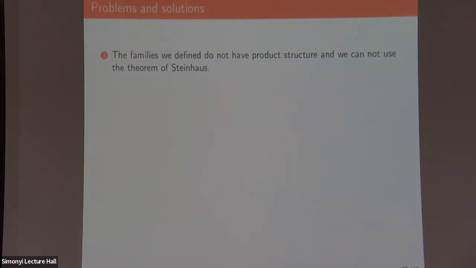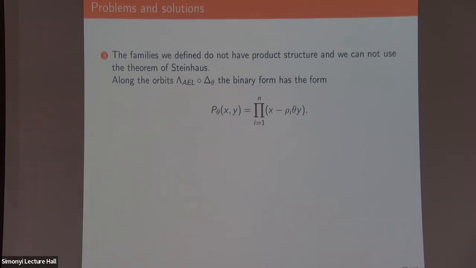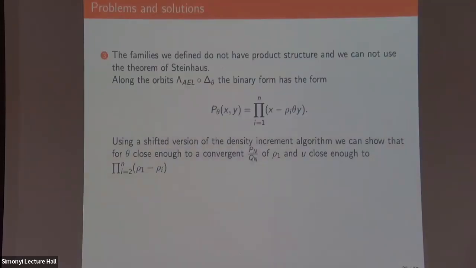And so the trick is to introduce a certain fattening of the diagonal flow, as follows. Along these orbits, the flow, the binary form has this form. So essentially you just introduce a theta there. What you have to do is a very convoluted shifted version of the density increment that I just described. You have to introduce a variable tau3 and tau4.